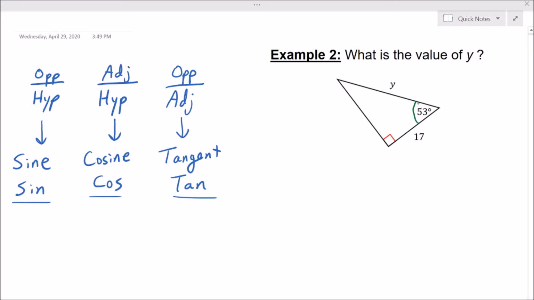And then relative to that 53 degrees, what are the side lengths that we're working with? So we've got a side length here and a side length there. And which side lengths are they? So again, it looks like we have the hypotenuse across from the 90, so this y is the hypotenuse.